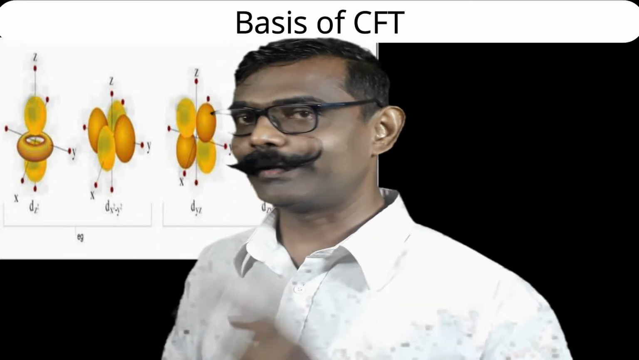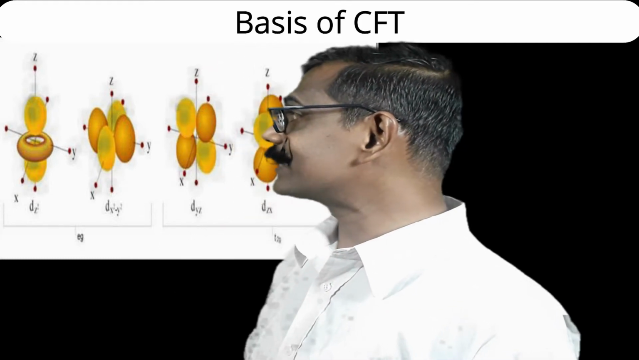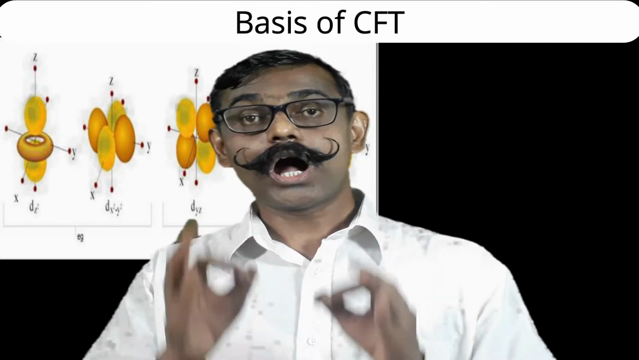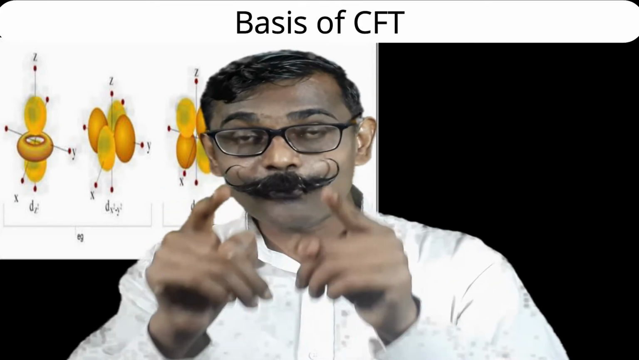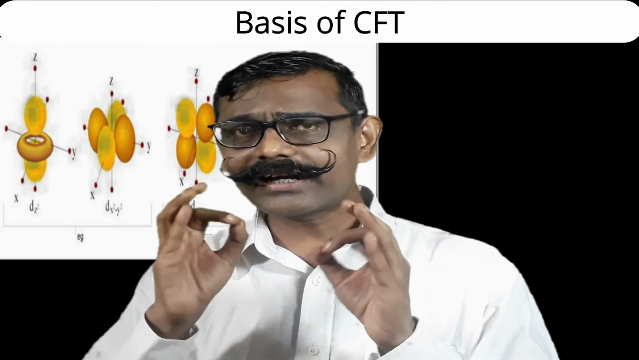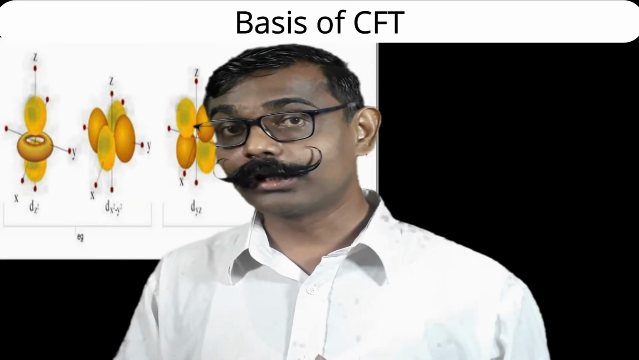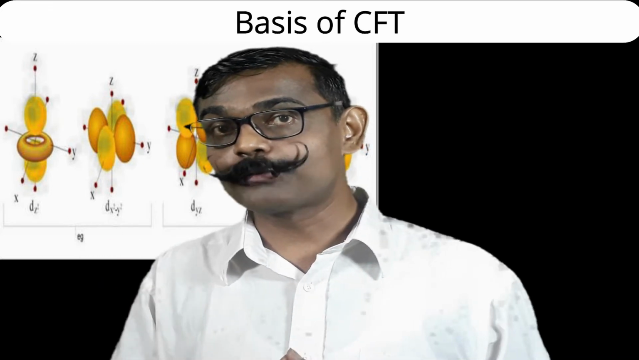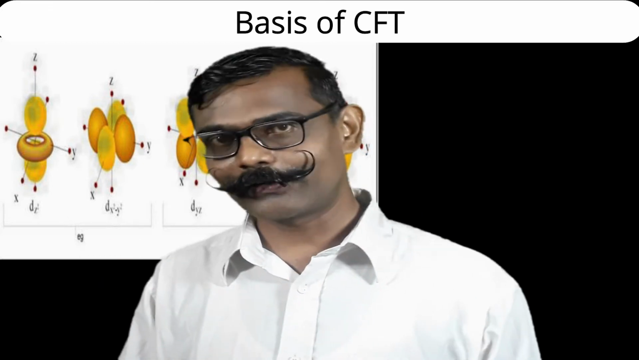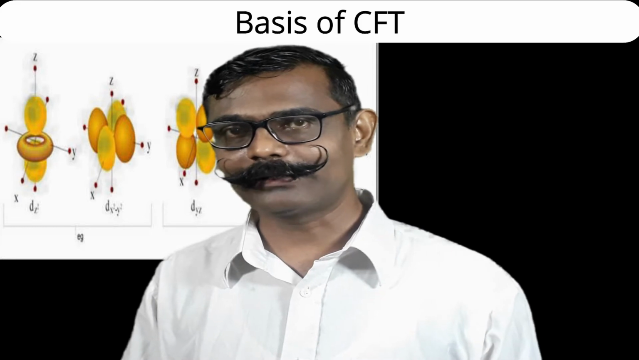See the second orbital, dx square minus y square. Lobes are along the x and y axis, perfectly along the axis. So two opposite lobes are yellow and the other two opposite lobes are brown. Are you understanding the dx square minus y square orbital?